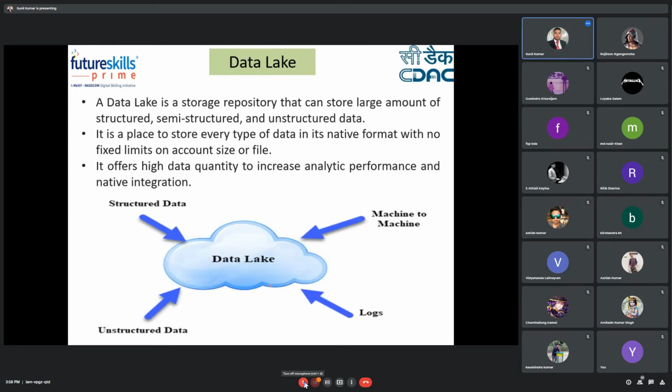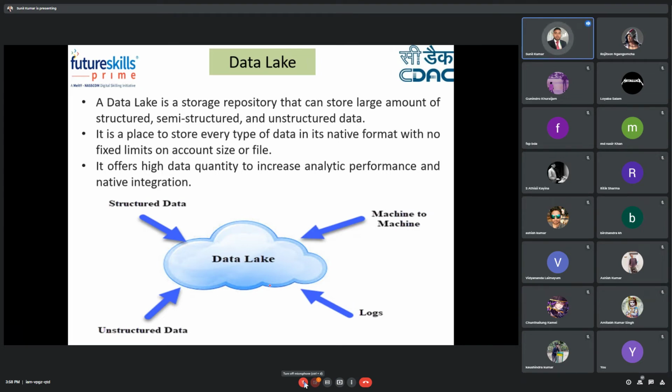Data lake. Next concept is data lake. Basically, data warehouse and data lake have a little significant difference. Data lake is important in today's time because three kinds of data are being generated in real time: structured data, unstructured data, and semi-structured data.